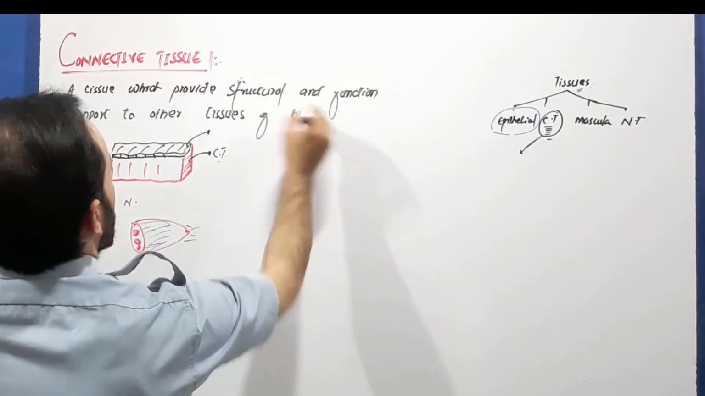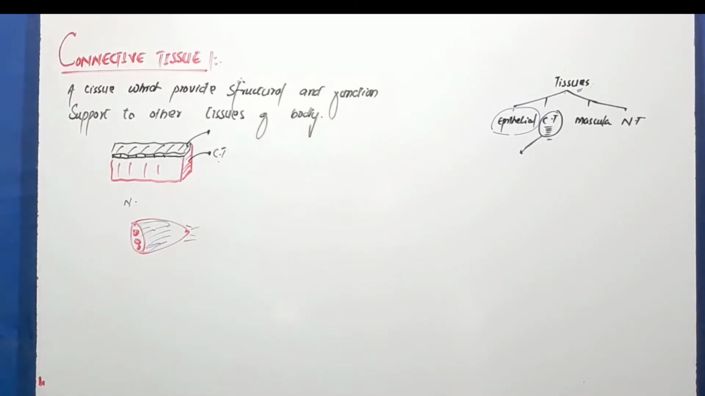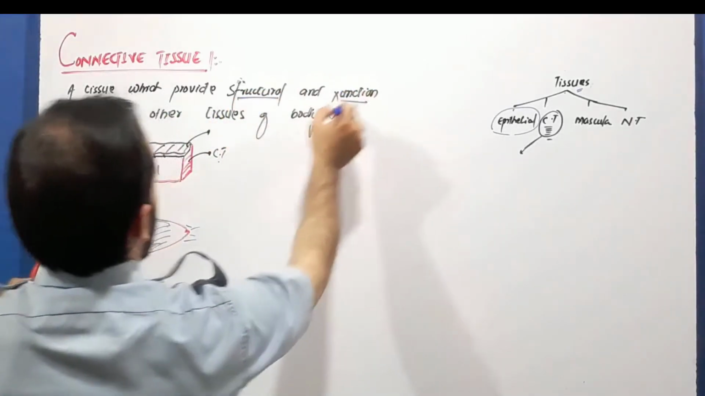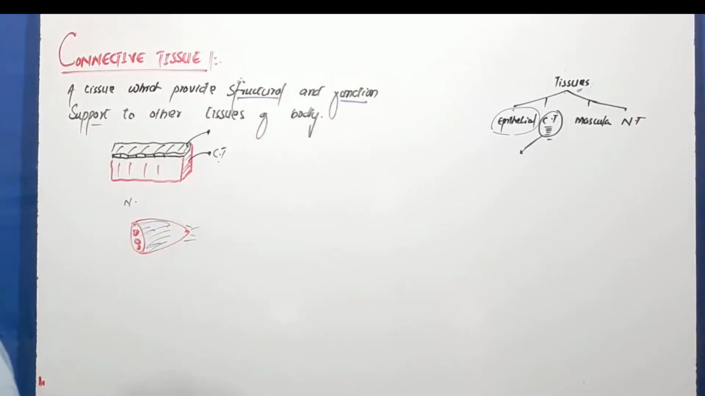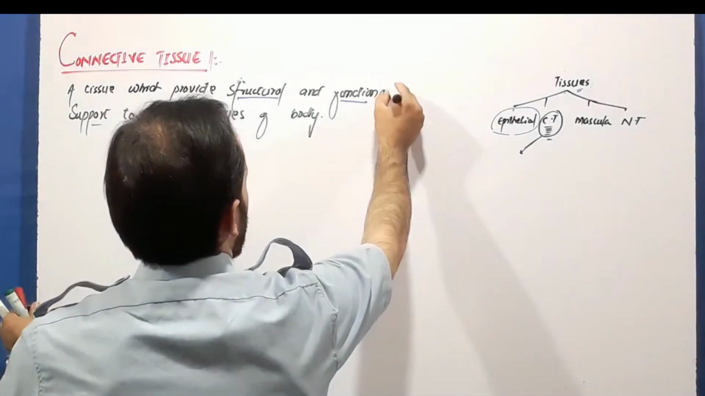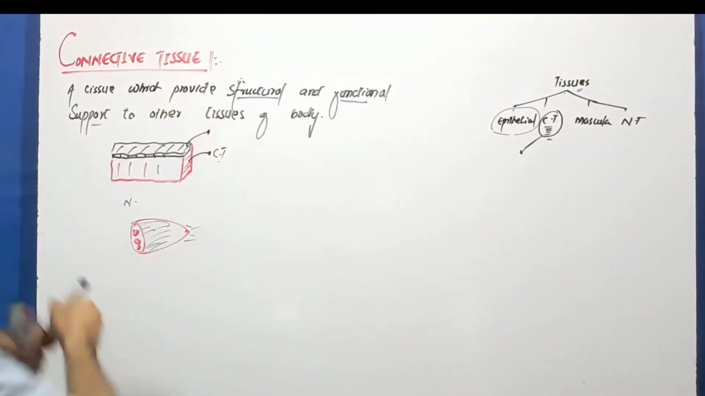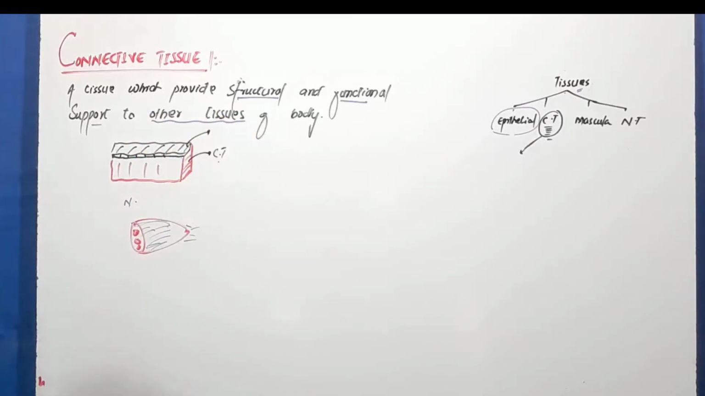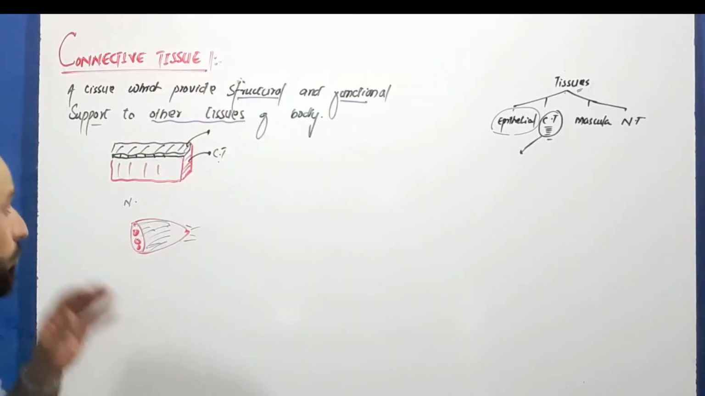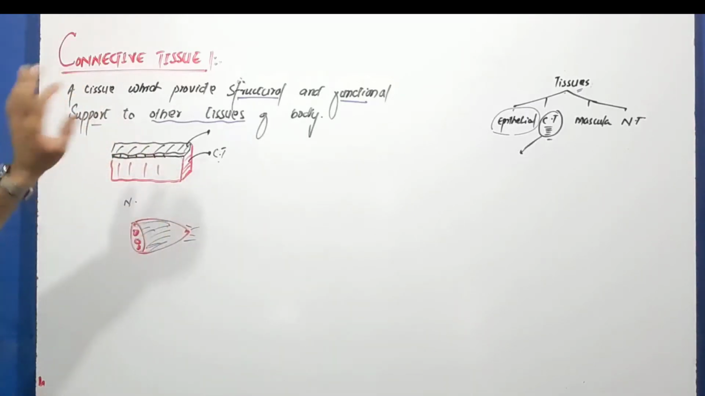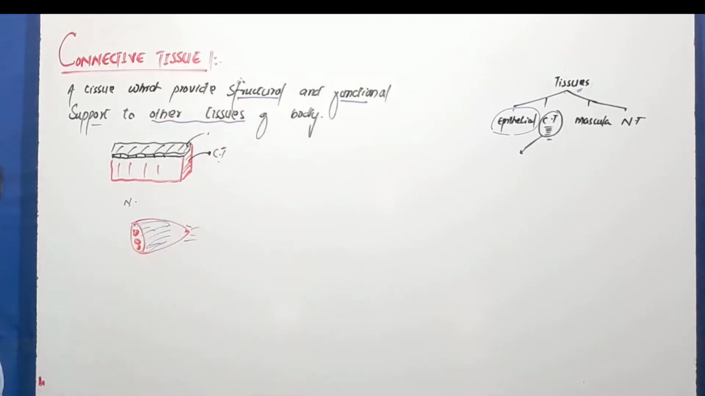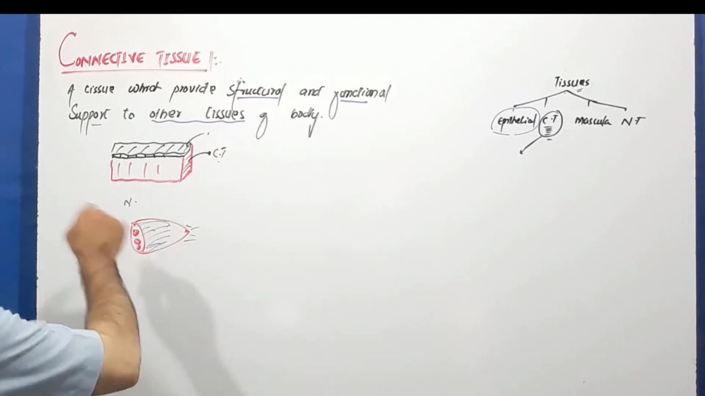Now let us clarify this definition. Look carefully. A tissue which provides structural and functional support. This tissue provides structural and functional support to other tissues. Other tissues means epithelial tissue, muscular tissue, and nervous tissue. So as I told you before, anywhere there are other tissues of the body, there must be connective tissue present there.